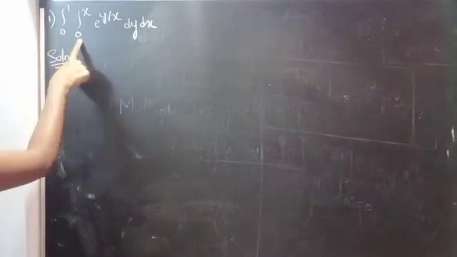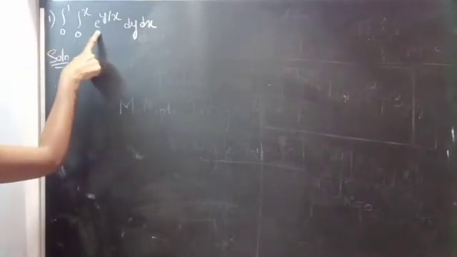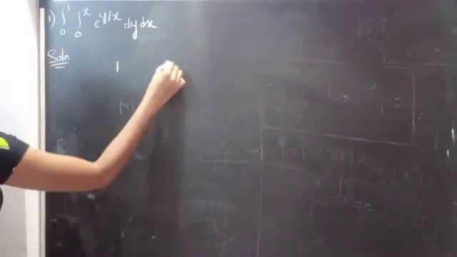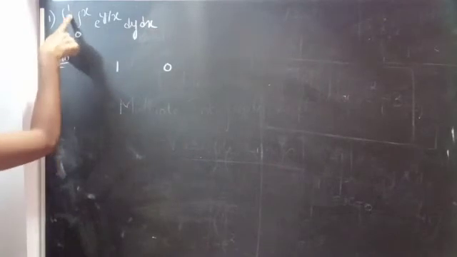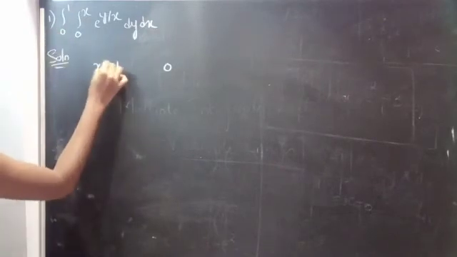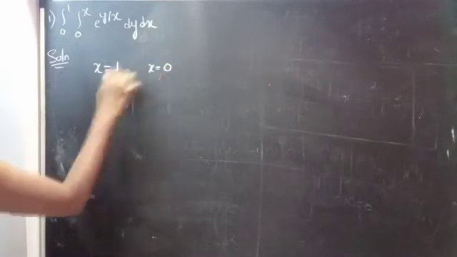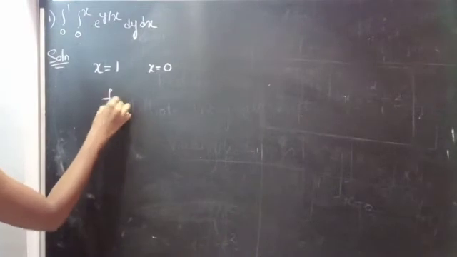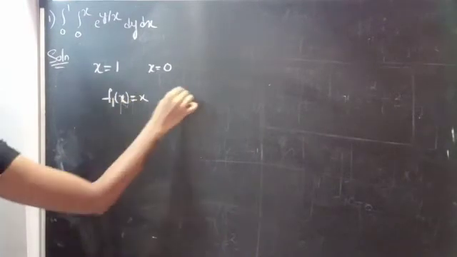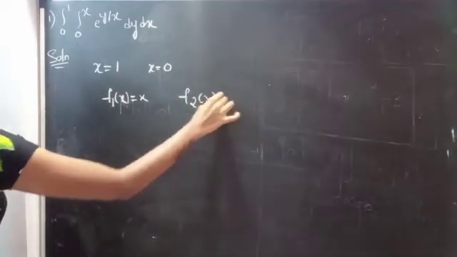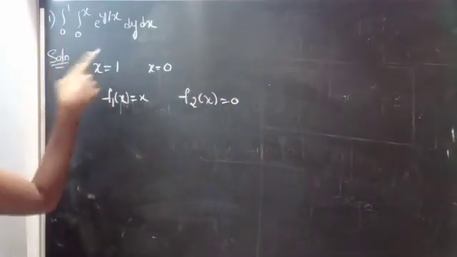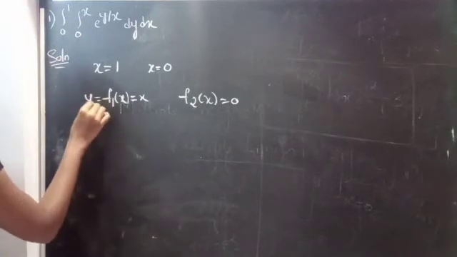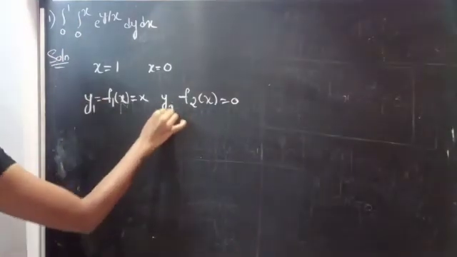Integral 0 to 1, integral 0 to x, e power y by x dy dx. Here the outer limits are constants: upper limit 1 and lower limit 0, so x equals 0 and x equals 1. And for the inner integral you have functions of x: f1 of x is equal to x, f2 of x equals 0. Upper limit x, lower limit 0. So this will be your y1 and this will be your y2.